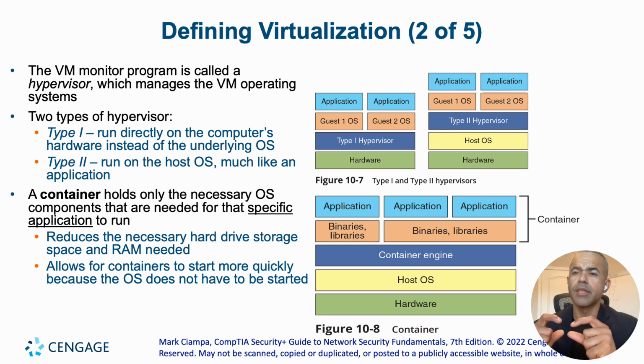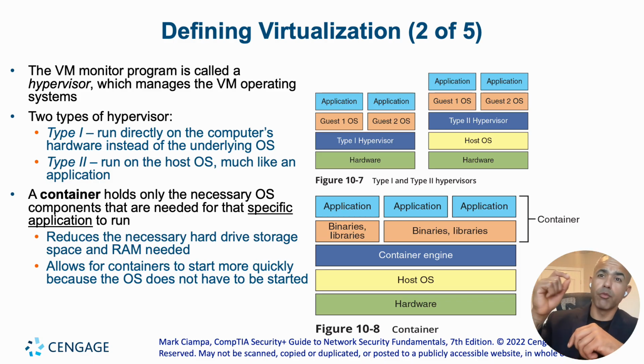So let's say that we have a piece of hardware, and we install Windows 10. If I were to download, I'm sorry, VirtualBox, or I would install VMware, and then install it on Windows 10, then that would be a Type 2 hypervisor.